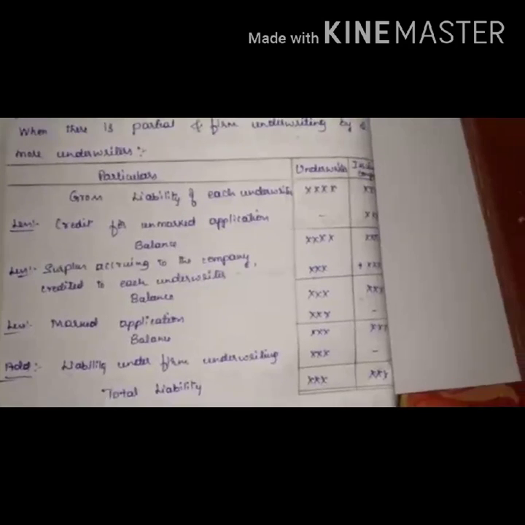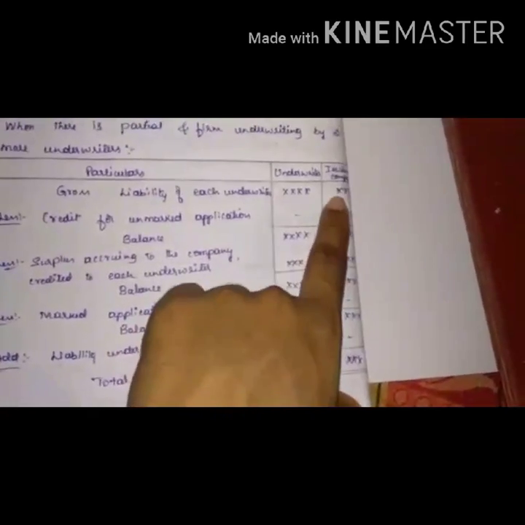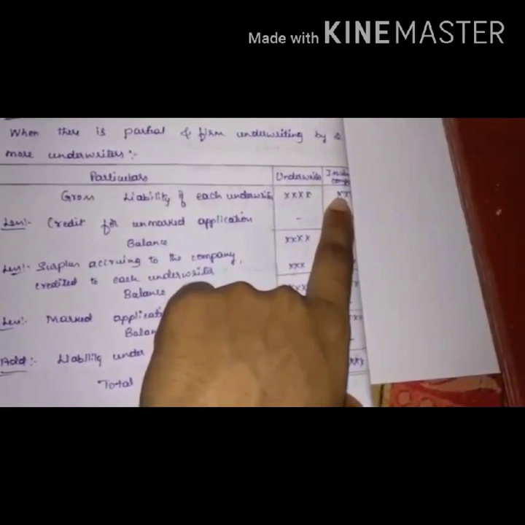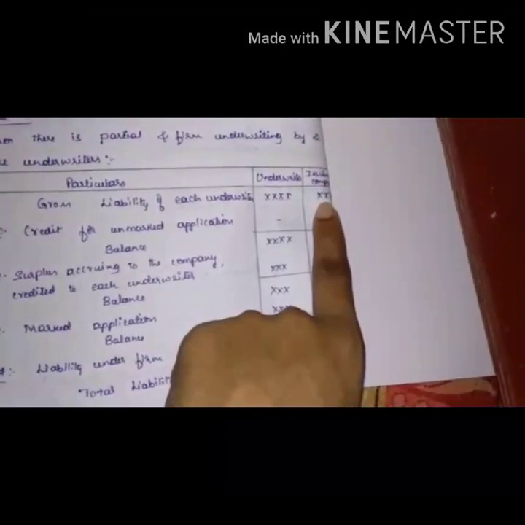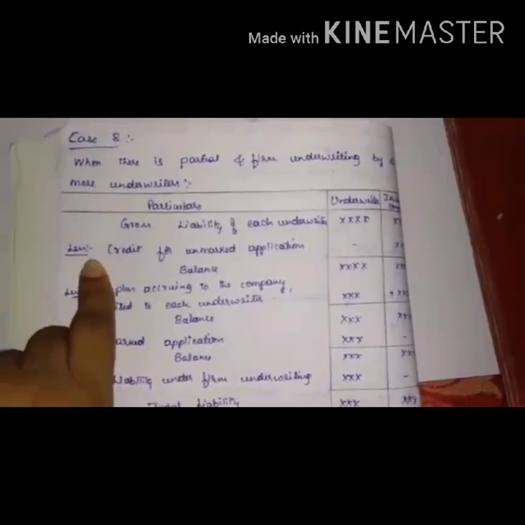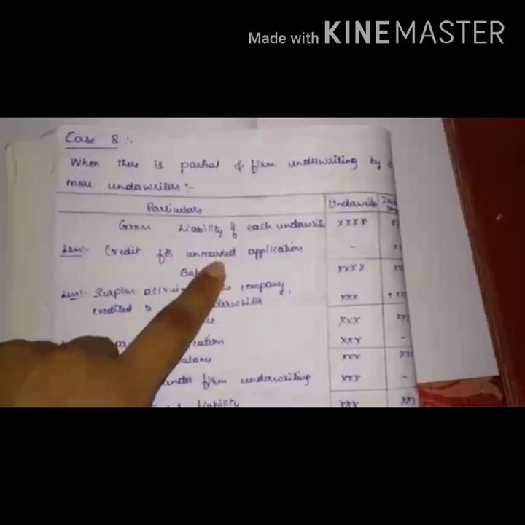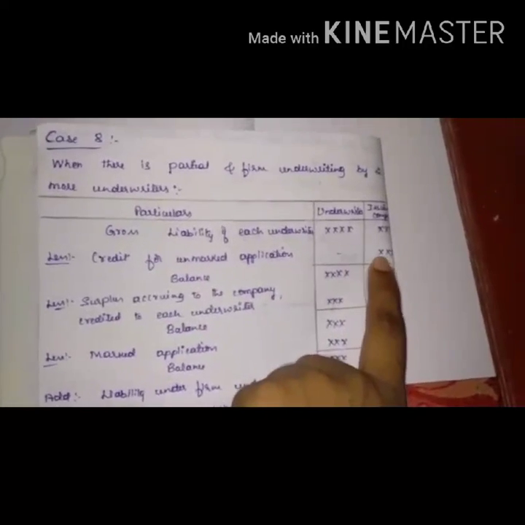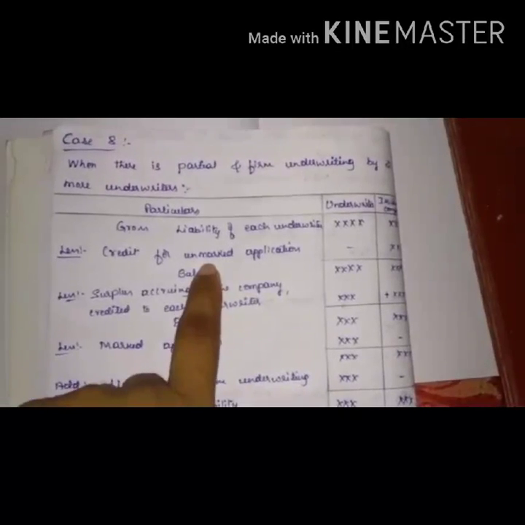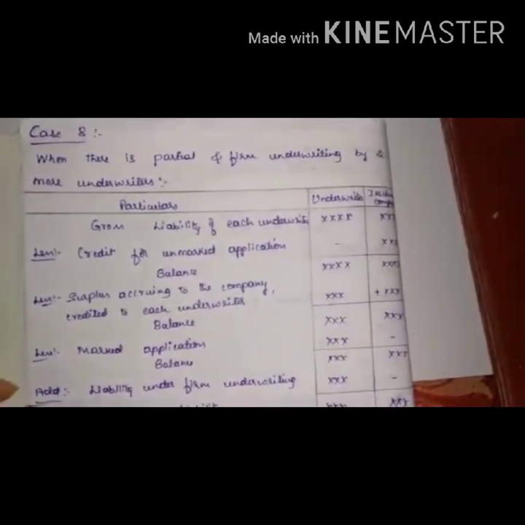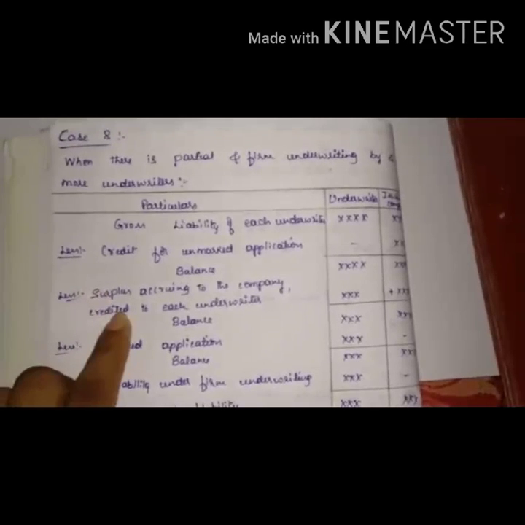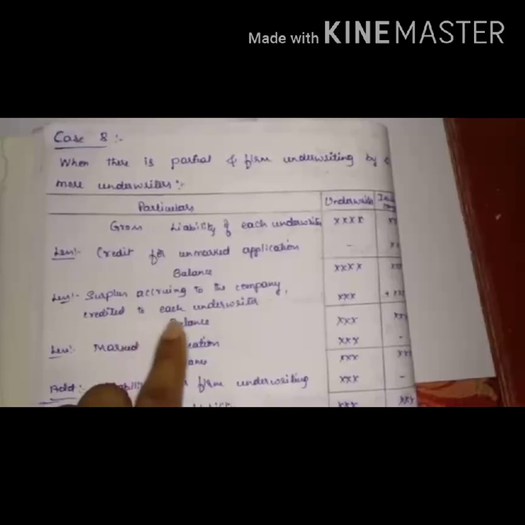This is a format. First we have to take gross liability of each underwriter. We took company also here, because underwriting is for part of the issue. So for the non-underwritten shares, company becomes the underwriter. Then we have to deduct unmarked application, and that credit we are giving to the company because it is the underwriter for the non-underwritten shares, and it becomes marked application for the issuing company. Less surplus accruing to company credited to underwriter.